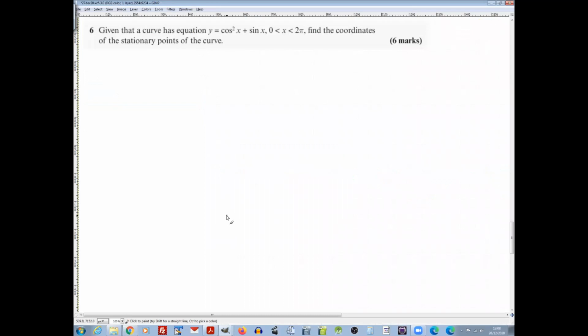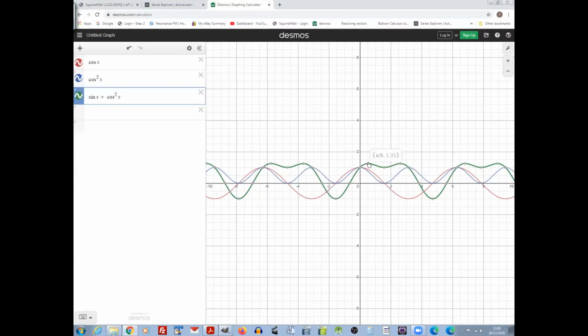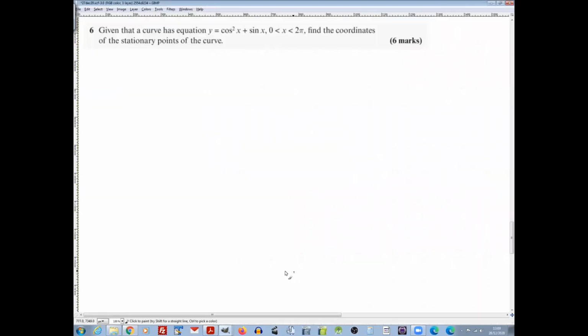But they want us to find the stationary points, which this graph has automatically signaled here and here and here and here, hasn't it? And at the bottom. Yes, quite. So let's set about finding those, just using algebra.